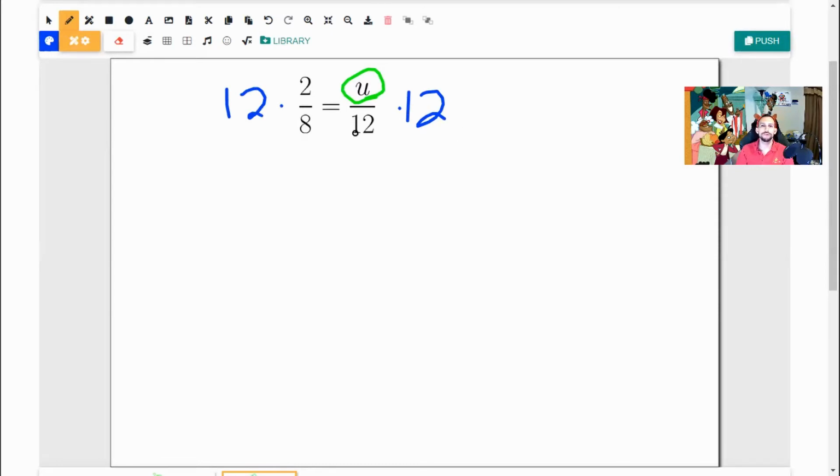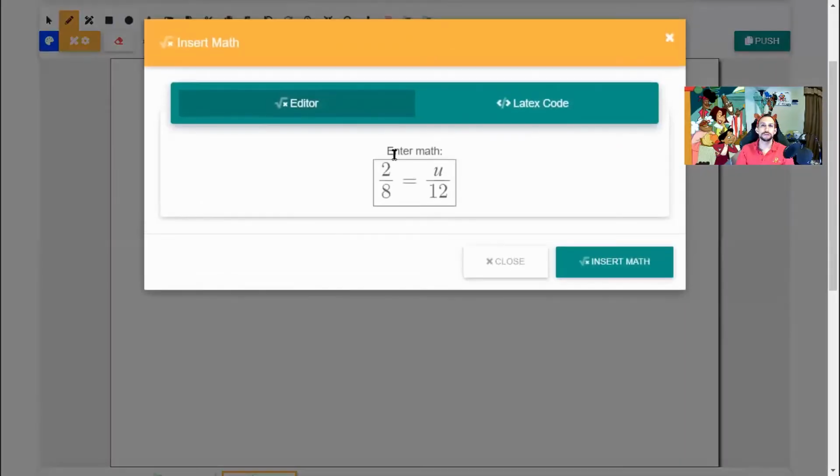We multiply something by 12 and divide it by 12. Those 12s cancel since those are opposite operations. So on the right, we'll just have u.